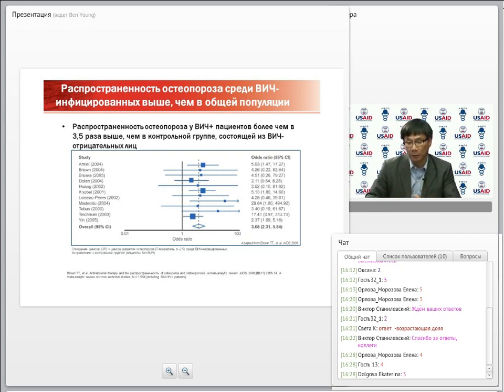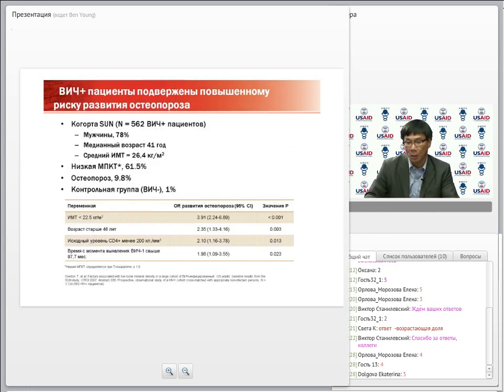So a much higher prevalence of osteoporosis. Similar conclusions were drawn when one looks at the other elements of, or diagnoses of, abnormal bone mineral density, namely osteopenia. So whether one looks at osteopenia or osteoporosis, a higher prevalence is present.